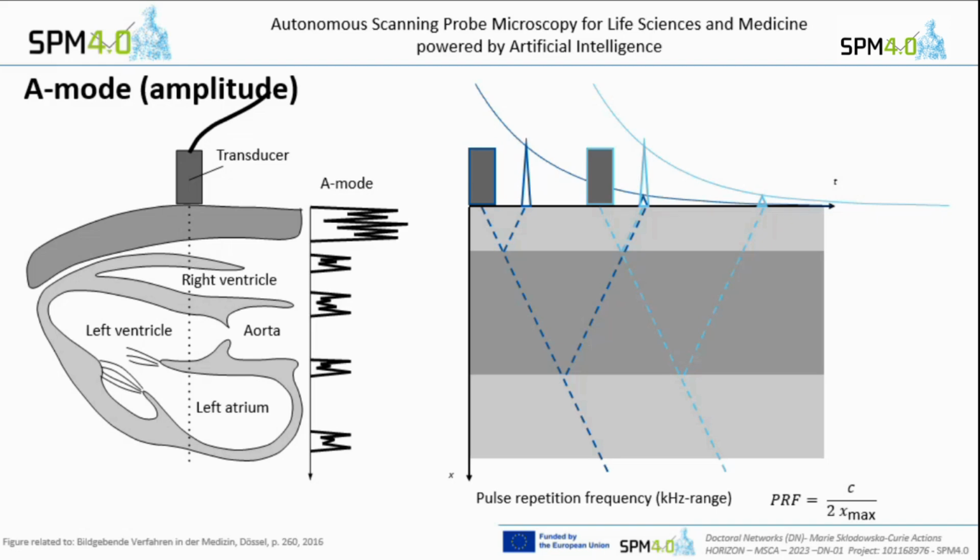And this determines how deep we want to look, and how fast we can refresh our signal. So this is called the pulse repetition frequency, and it's typically in the range of several kilohertz.